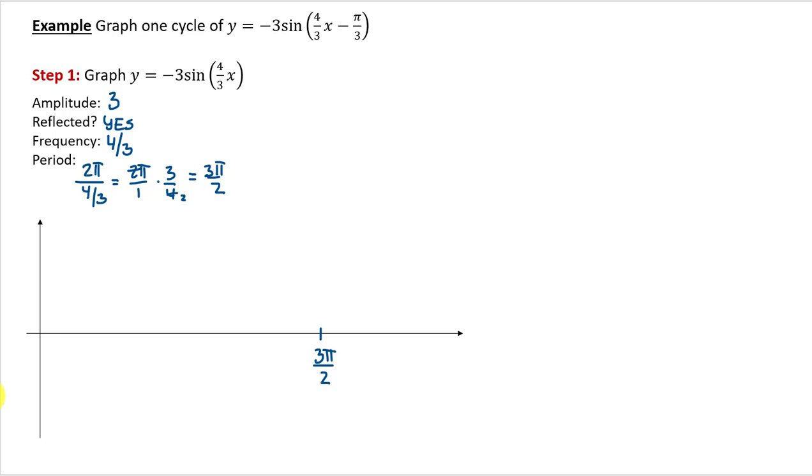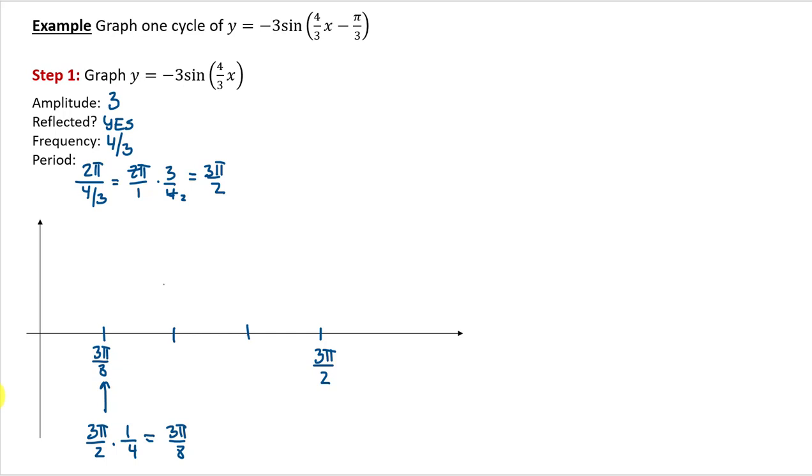I'm going to split the segment into 4 equal parts. To label the first one, I'm going to take the period, 3 pi over 2, and multiply by 1 over 4, since it represents the 1/4 of the period. That's 3 pi over 8. And as I keep adding 3 pi over 8, I'm going to obtain the rest of the labels.